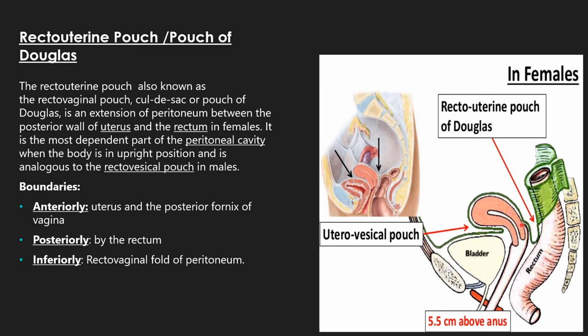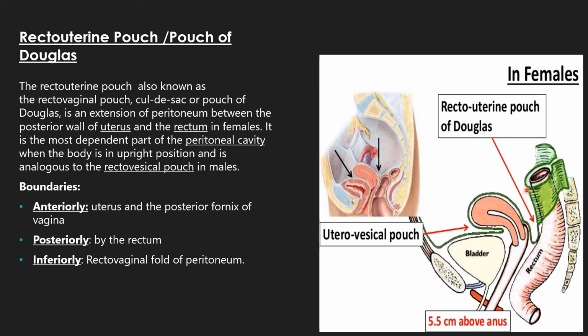So the boundaries of the rectouterine pouch: you see, this is the anterior boundary of the recess, this is the posterior boundary of the recess, and this is the inferior boundary or floor of the recess. So the anterior boundary is formed by the uterus and the posterior fornix of the vagina. So this is the anterior boundary of the rectouterine pouch, or the pouch of Douglas. So this is the posterior surface of the uterus and the posterior fornix of the vagina.